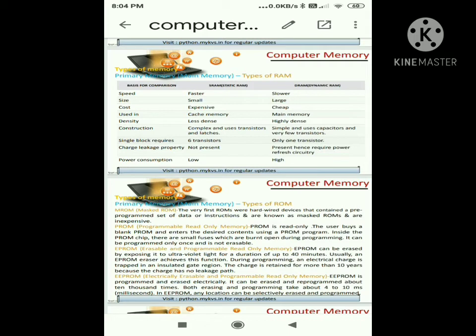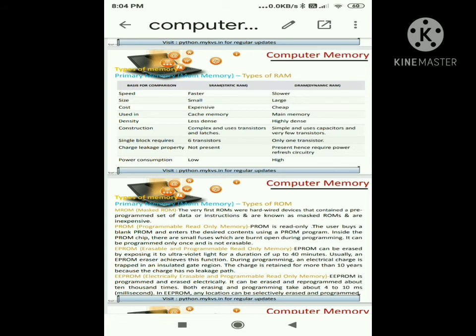Then move on to the second type. We have PROM, that is programmable read only memory. So what does it mean? The user buys a blank PROM and enters the desired contents using a PROM program. Inside the PROM chip, there are small fuses which are burnt open during programming. It can be programmed only once and is not erasable.